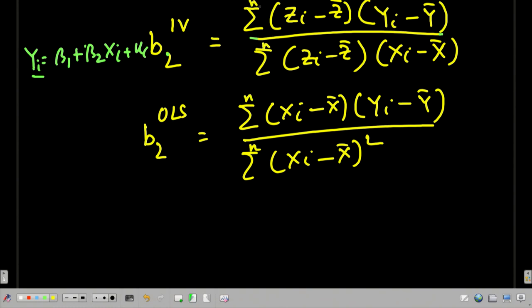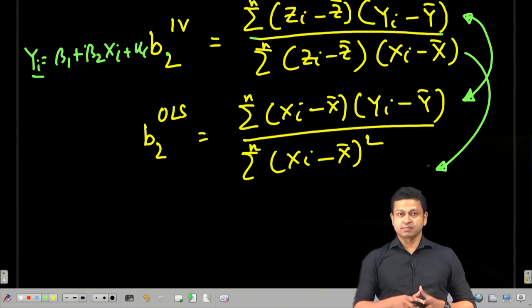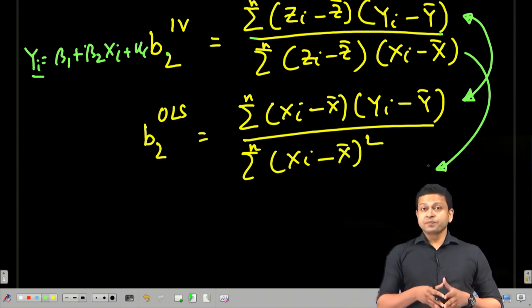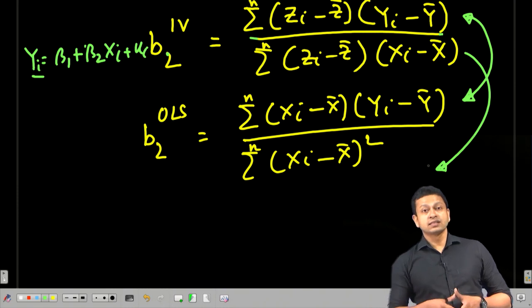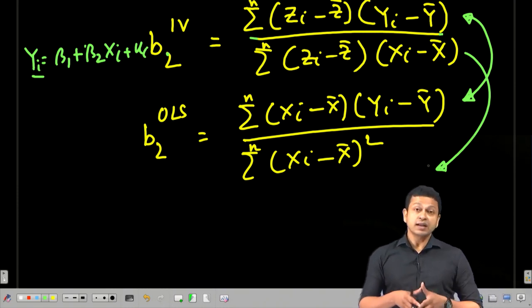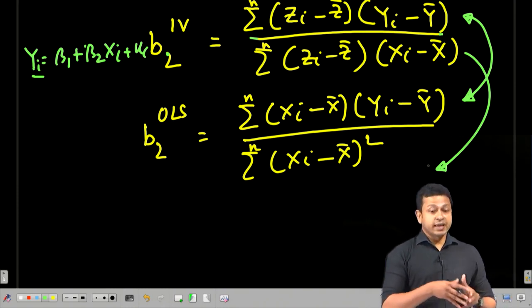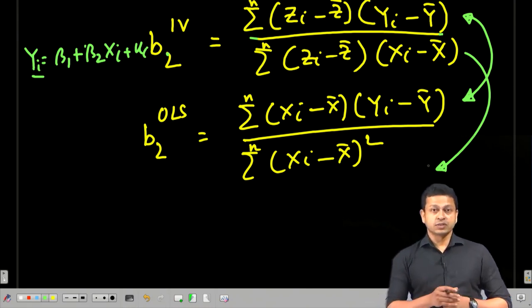We can see similarities in the numerator, and some similarities in the denominator as well. Where are the differences coming from? Remember, the IV is semi-replacing the x variable. We are not really running the regression of y on z. We are running the regression of y on x, but there is some way we are also incorporating z into the equation.